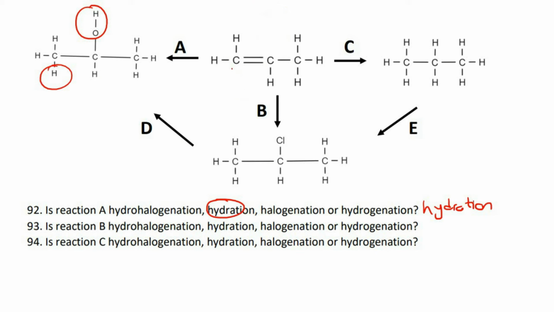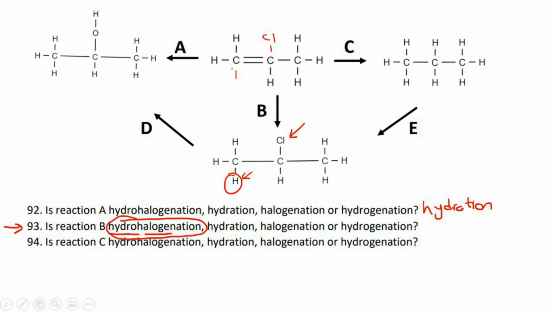Okay. And the next one, this one over here, is reaction B. So they want us to look at reaction B. What are we adding? Well, we're adding a Cl, see it there? And then we're adding a hydrogen over there. So we're adding a hydrogen and a halogen. So this is, I'm just going to circle it, hydrohalogenation.